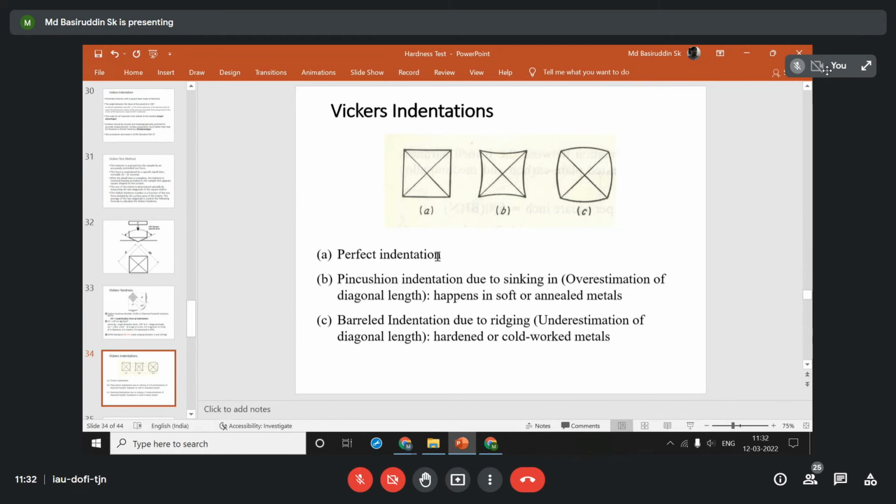That particular thing can happen only for soft or annealed materials, where it happens most predominantly, and this sort of thing can overestimate the value. Why is overestimation happening? Because at the corner, the elastic recovery is not happening properly. Why? Because corners are actually stress concentrations, and the stress at the corner is very, very high.